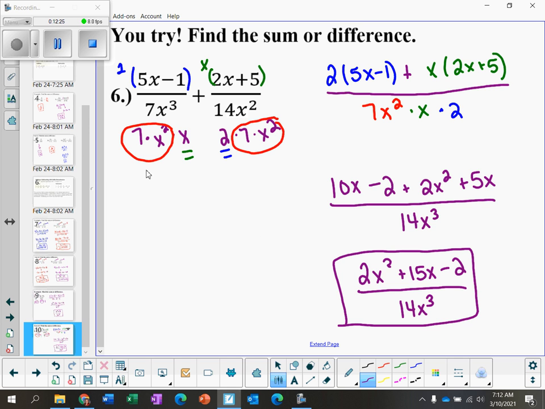And that is our lesson for part 1 of adding and subtracting polynomial functions.